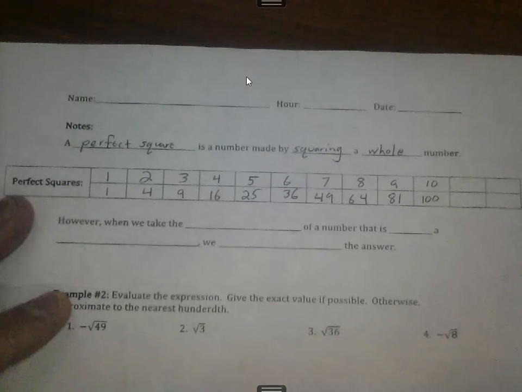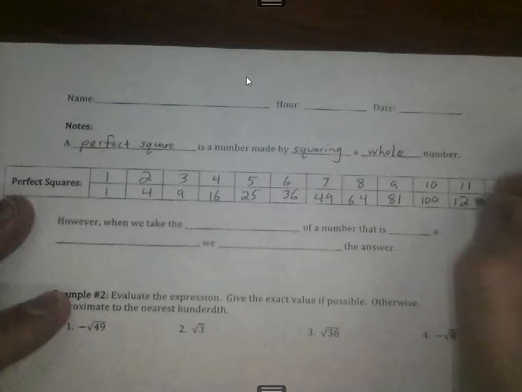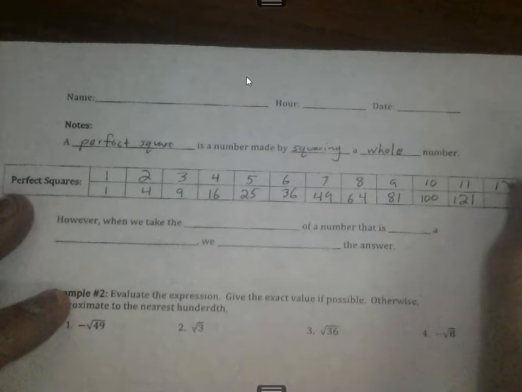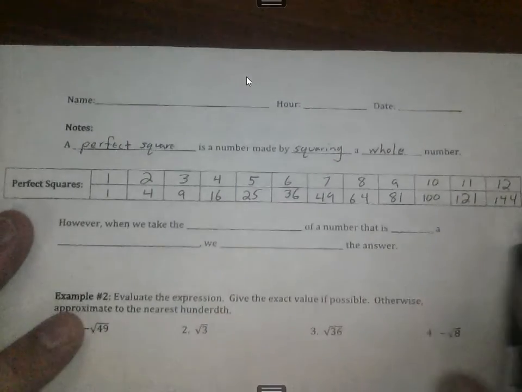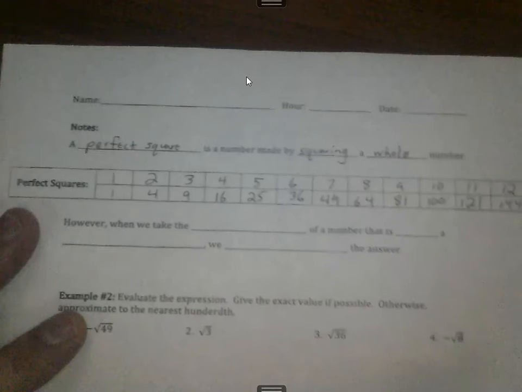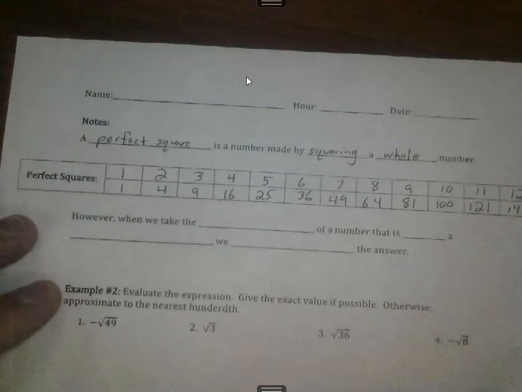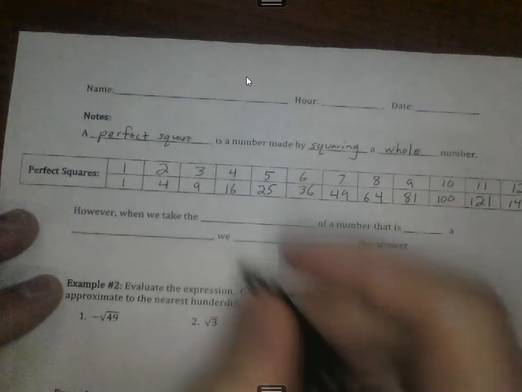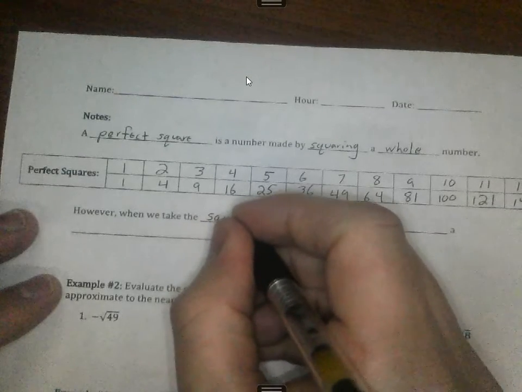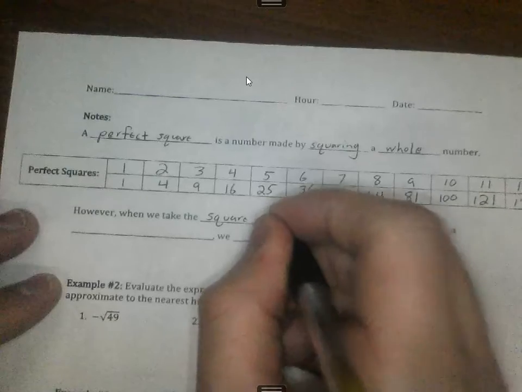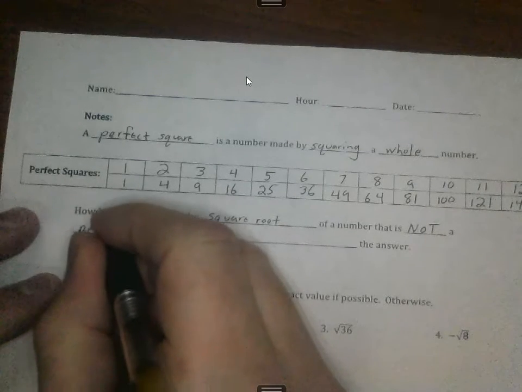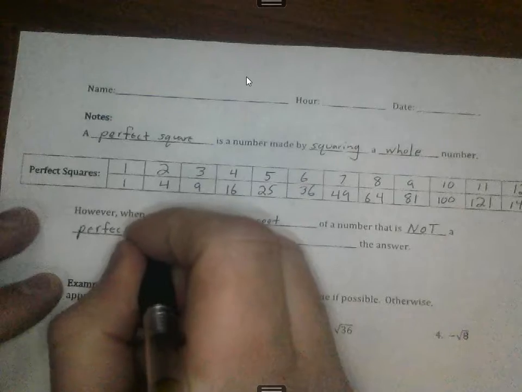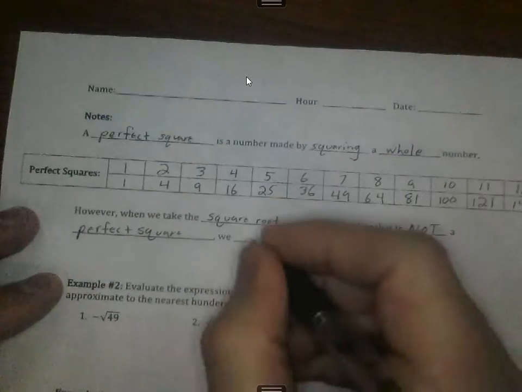If I take 11 squared, I get 121. And if I take 12 squared, I get 144. These are numbers that you should have memorized. So you should have your perfect squares up until 12 squared memorized. However, when we take the square root of a number that is not a perfect square, we approximate the answer.